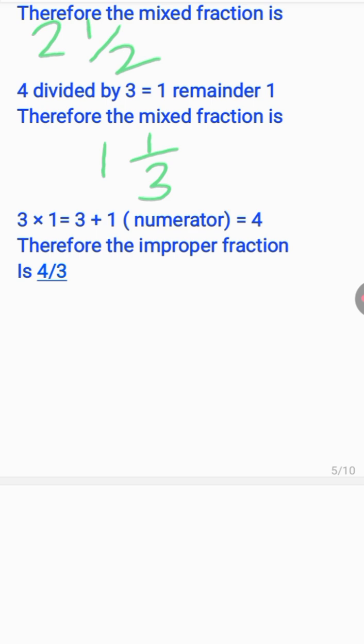In this instance, we have 3 times 1, where 1 is the whole number, we have 3. Then 3 plus 1, where 1 is the numerator, we have 4. Therefore, the improper fraction is 4 over 3.